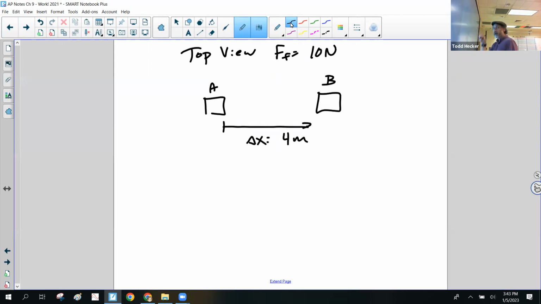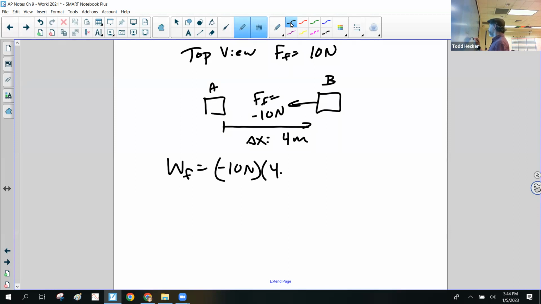Okay. So if I go straight there, then what's going to happen is, as the block slides, my force of friction is going to be backwards 10 newtons. And so the work done by friction, if I follow that black path there, is going to be my force of friction, negative 10 newtons to the left, times a displacement of 4 meters to the right, gives me negative 40 joules, right?